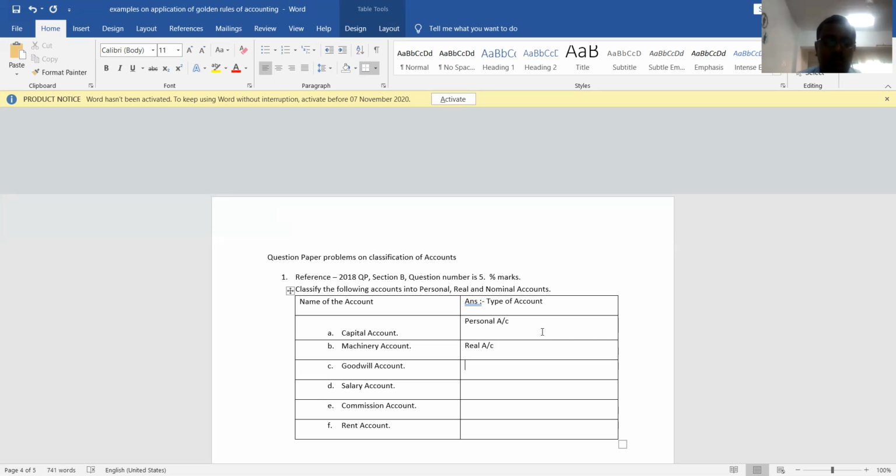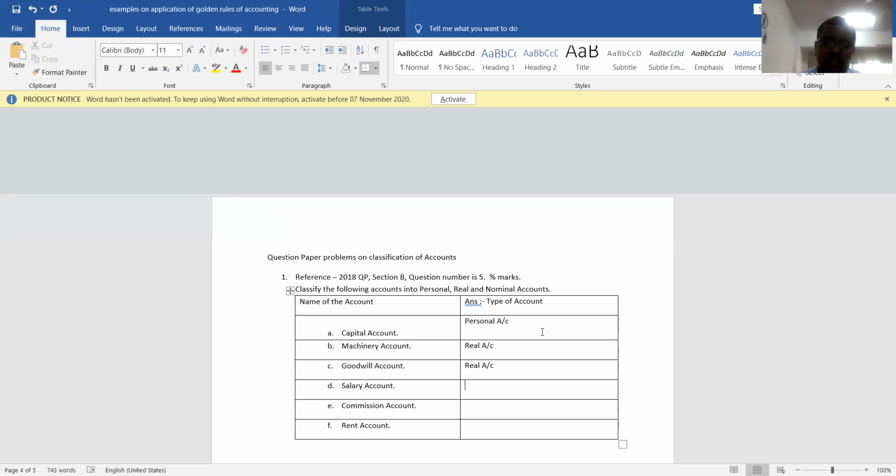Then next one is goodwill account. What is goodwill? Goodwill is an intangible asset. It is nothing but the reputation of the firm, name and fame of the firm, or extra value attached to business. So goodwill is an intangible asset. Assets belong to which account? Assets belong to real account.